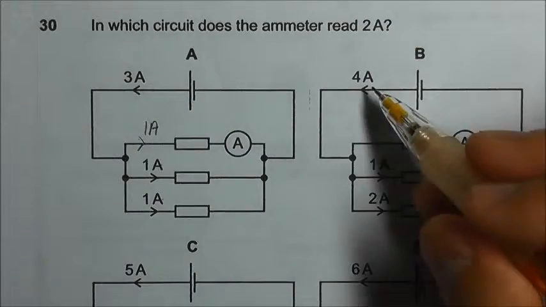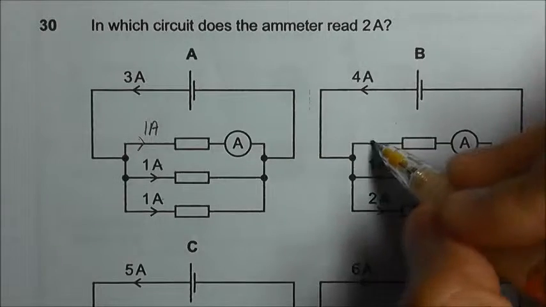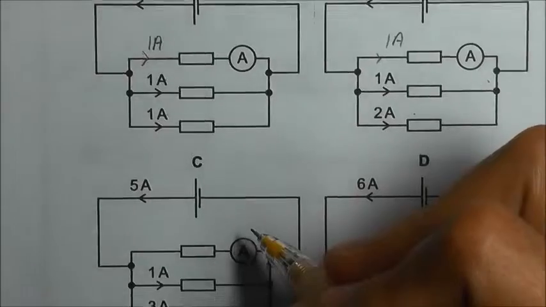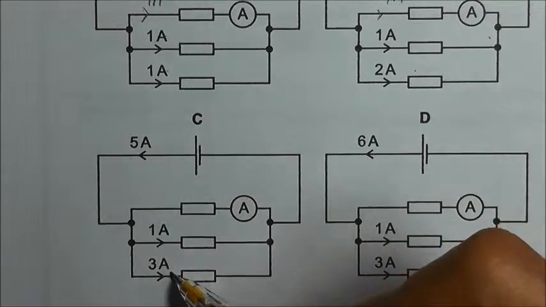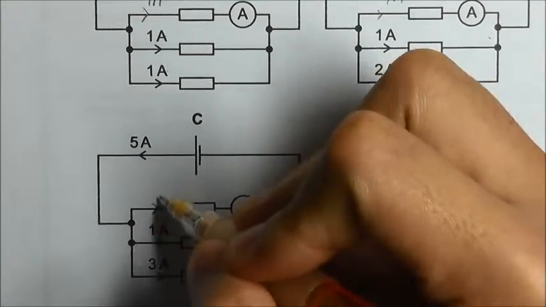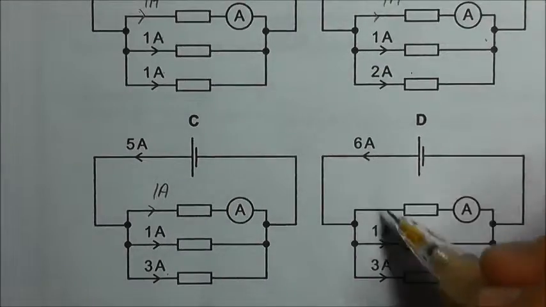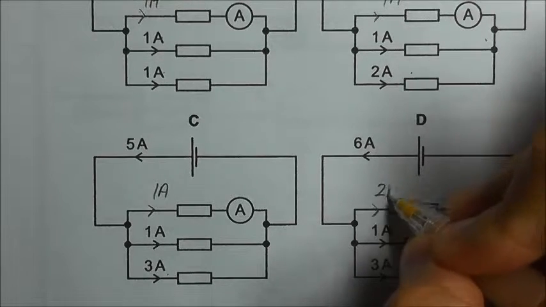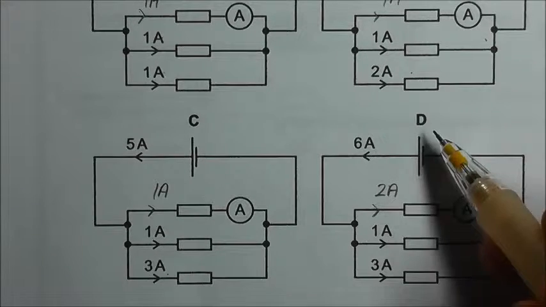Option B, it should be 4 ampere minus 1 minus 2. We have 1 ampere as well. Option C should be 5 ampere minus 1 minus 3. So I have 1 ampere. Option D, 6 ampere minus 1 minus 3. I have 2 ampere. So 2 amperes will be registered in the ammeter in option D.